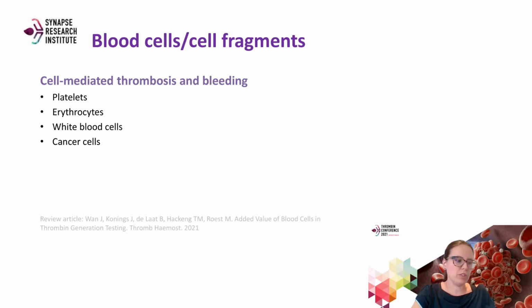Several studies have looked into the influence of blood cells on hemostasis and thrombin generation. Most research has been done on the influence of platelets on thrombin generation. Less is known about other cell types. During this presentation, I will shortly discuss the effects of platelets, erythrocytes, white blood cells, and cancer cells on thrombin generation. And I will also show some results we have with a newly developed whole blood thrombin generation assay.